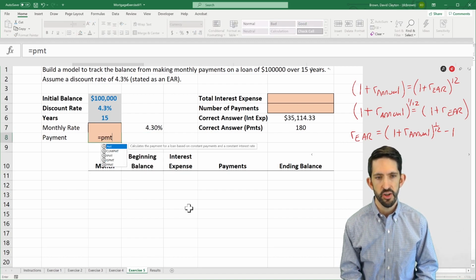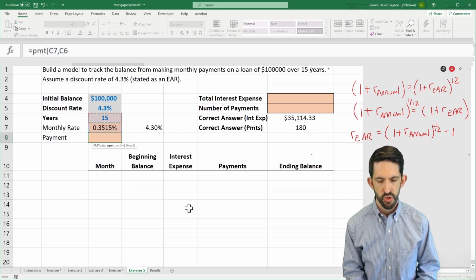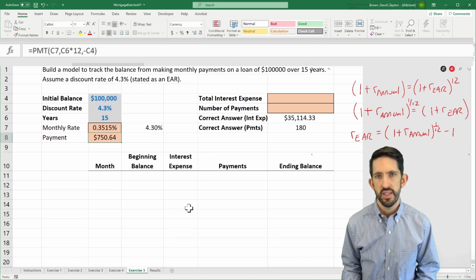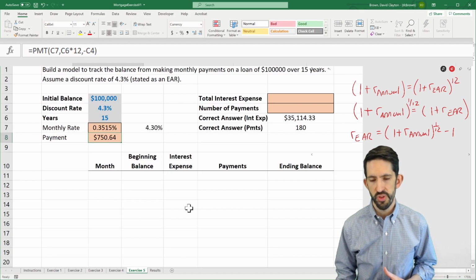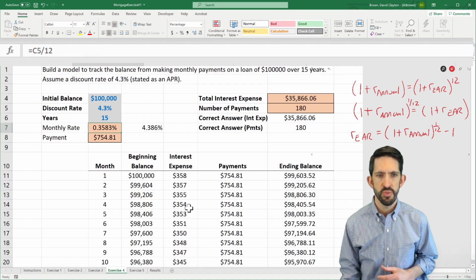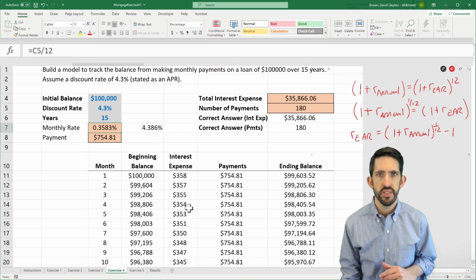Now we can recalculate our payment, use that monthly rate, make sure we adjust our years to months, and put a negative in front of our initial balance. And now we see our payment is actually a little bit lower in this scenario. If we flip back, here we're paying $750, before we were paying $754. So about a $4 or $5 difference based on how we're compounding the interest rate.